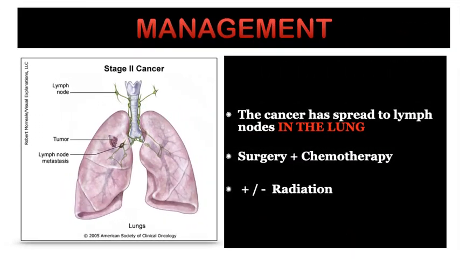For stage 2, that is, the cancer has spread to the lymph nodes in the lung, the management is surgery and chemotherapy. Radiation is added only if the tumor is high grade or the resection margin is positive for cancer.